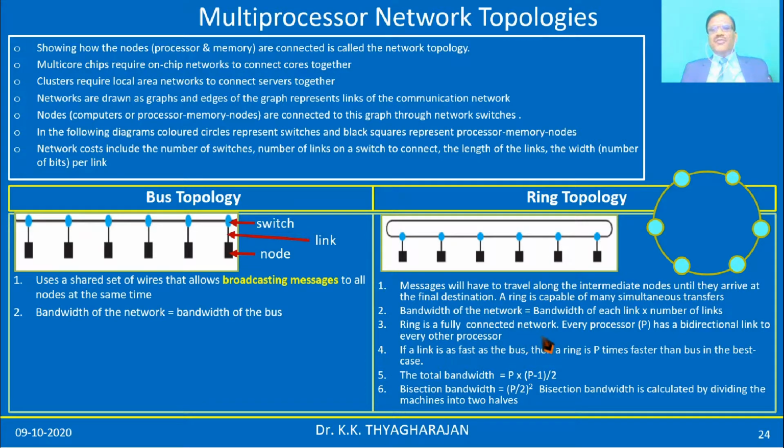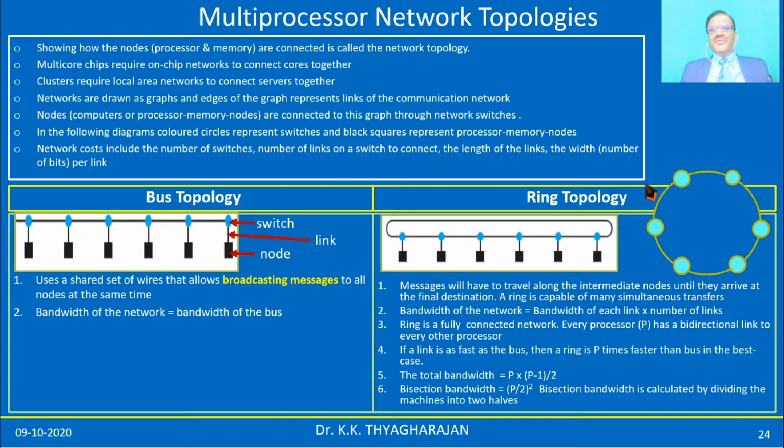Next, the fully connected network. Every processor P has a bidirectional link to every other processor. That is, here one link, here also one link. If the link is as fast as the bus, then this network is P times faster than bus topology. Total bandwidth here is P into (P minus 1) divided by 2, where P is the number of processors.